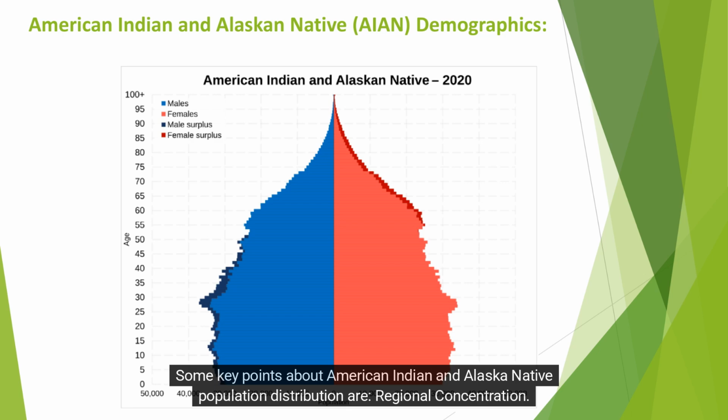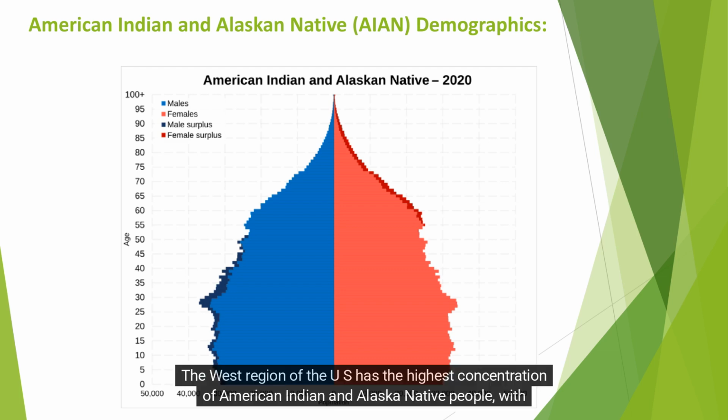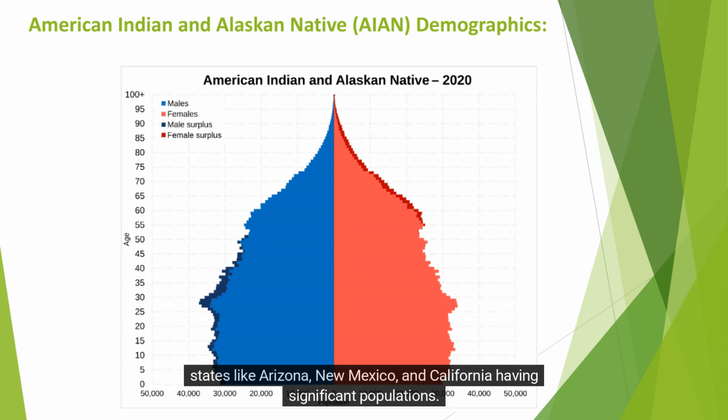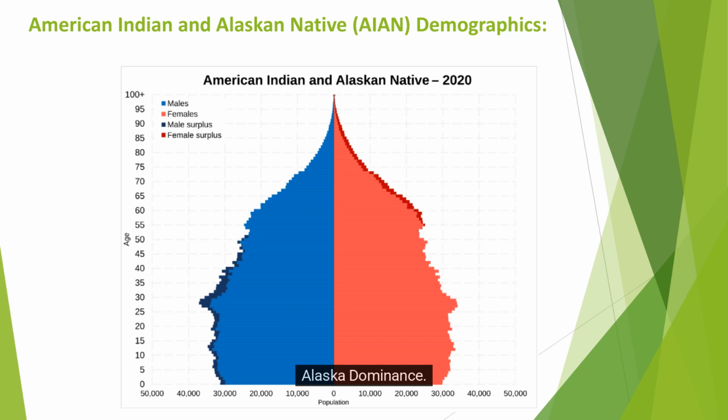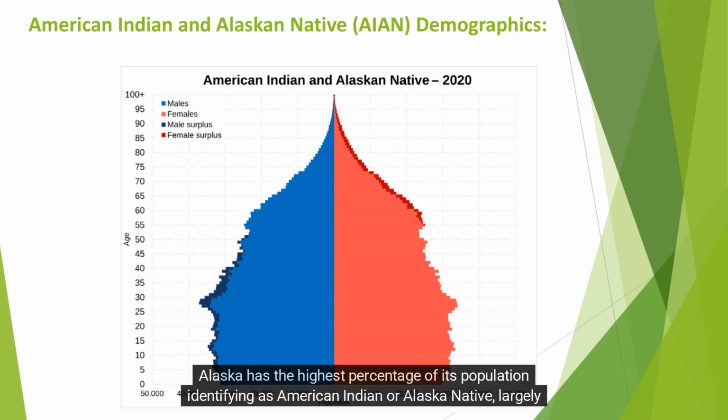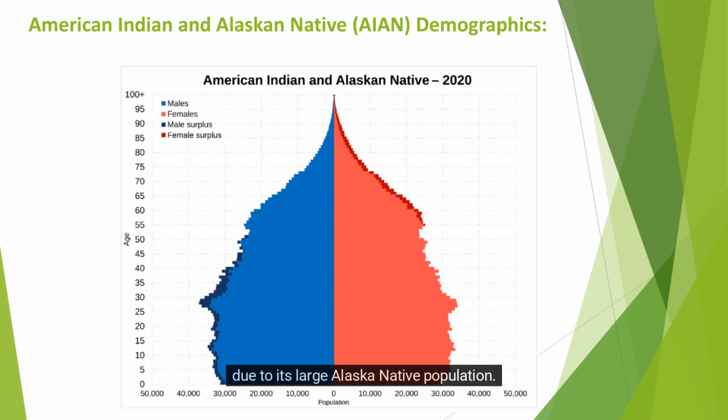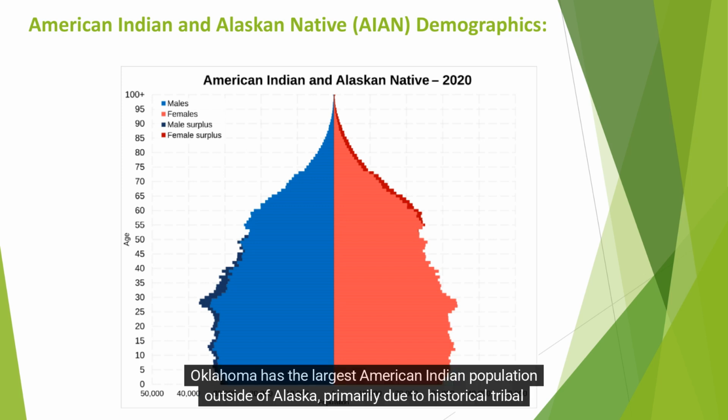Some key points about American Indian and Alaska Native population distribution are: regional concentration. The West region of the U.S. has the highest concentration of American Indian and Alaska Native people, with states like Arizona, New Mexico, and California having significant populations. Alaska dominance. Alaska has the highest percentage of its population identifying as American Indian or Alaska Native, largely due to its large Alaska Native population. And Oklahoma significance. Oklahoma has the largest American Indian population outside of Alaska, primarily due to historical tribal relocation.